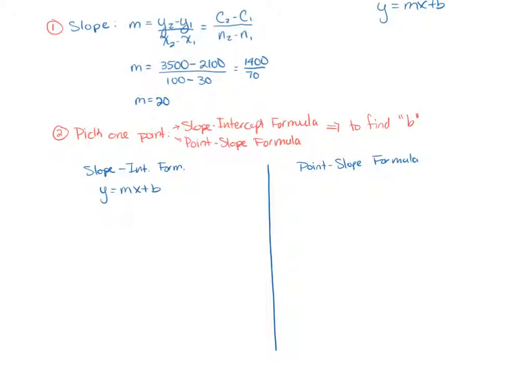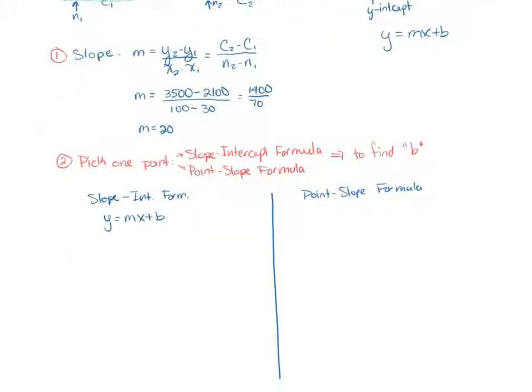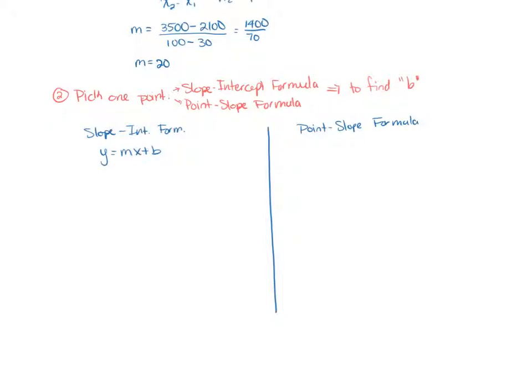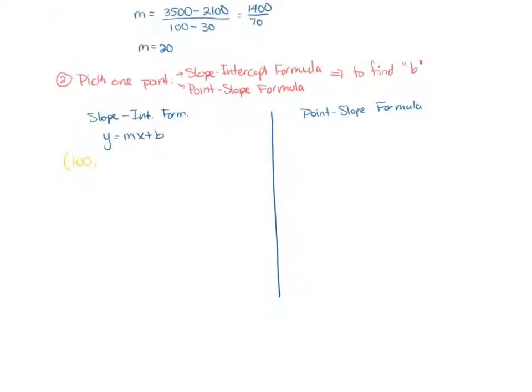So pick one point. So we have 2 points. Let me go back down here, take a look at our 2 points, and you decide which point you want to use. You can either use this first point here, or you can use the second point here. And it turns out that it doesn't matter which point you use, because if both of these points are on that line, then it shouldn't matter which one you use to write the equation of that line. So for right now, I'm going to just choose this second point here. So I'm going to choose the point 100, comma 3,500.